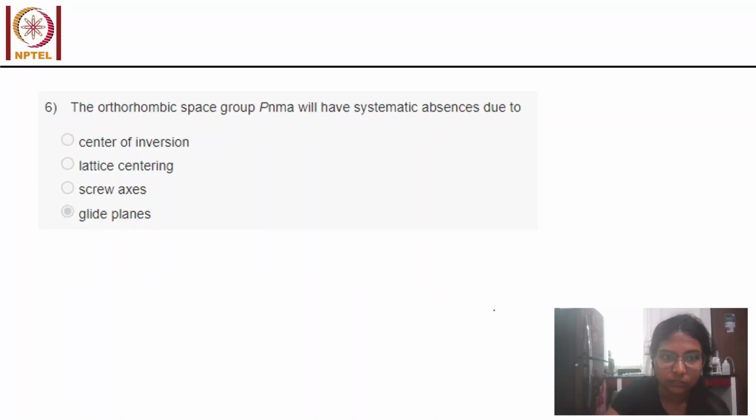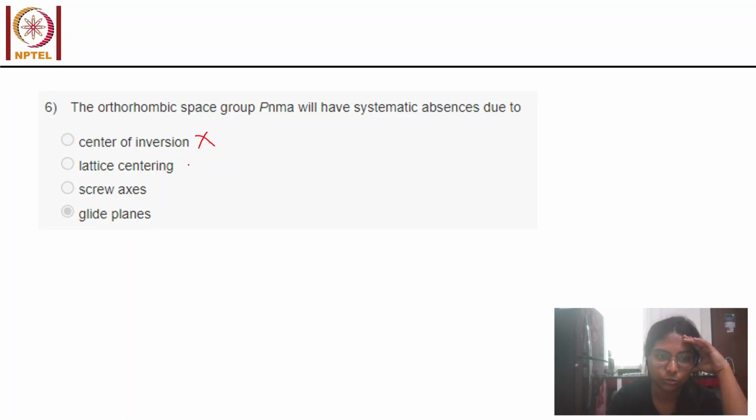Then the next question was: the orthorhombic space group Pnma will have systematic absences due to what? What did we learn? We learned that systematic absences can be due to lattice centering and due to screw axes and glide planes, right? Center of inversion is actually not a condition to cause systematic absences, so this is gone first. Then lattice centering, but this is a primitive unit cell, right? Hence this second option will also not be true.